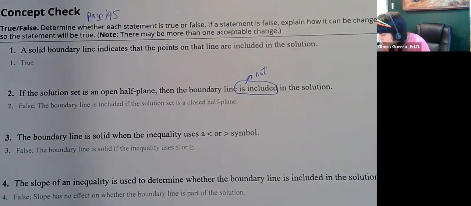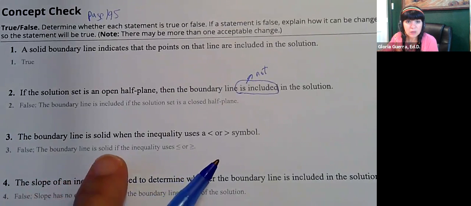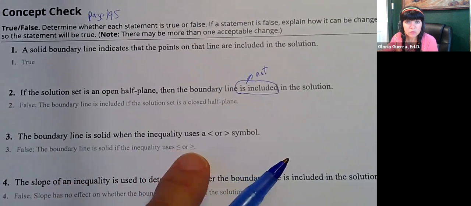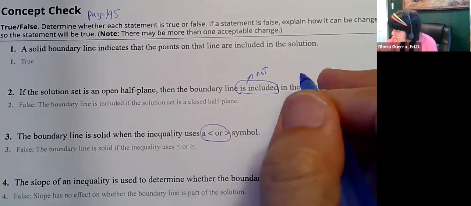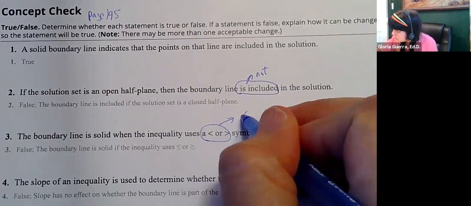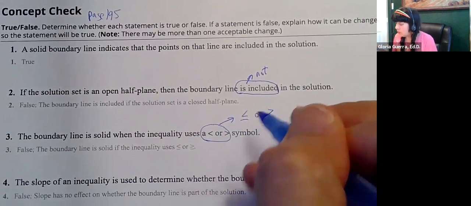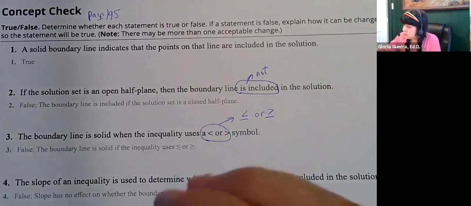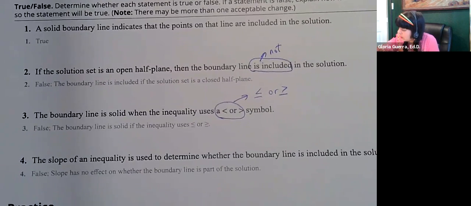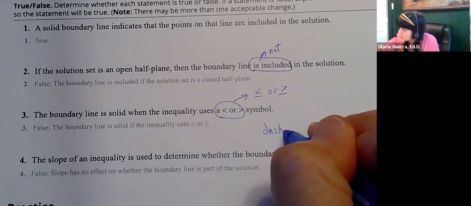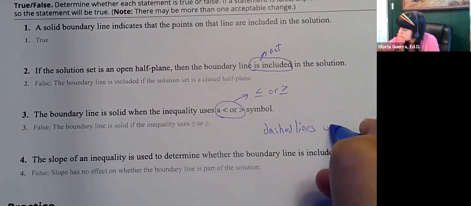Number 3, the boundary line is solid when the inequality uses a less than symbol. Yeah, that's false. The boundary line is solid if you have less than or equal to or greater than or equal to. So this is what makes that false. They should have had less than or equal to or greater than or equal to. That would make it solid. Because these are for dash otherwise. Okay, so they fix that as false. So dash lines use these ones.